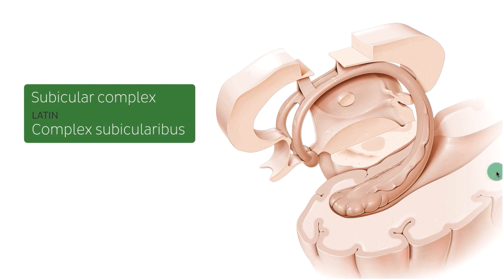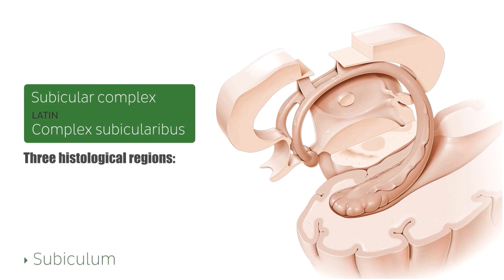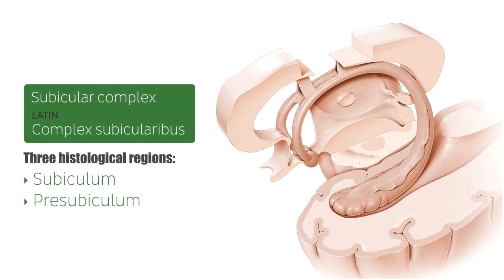The subicular complex is implicated in working memory, that is, short-term memory, and it contains pyramidal neurons which project into the entorhinal complex and other parts of the hippocampal formation. Like the hippocampus proper, the subicular complex can also be divided histologically into parts, and these parts are the subiculum, which is located adjacent to the histological hippocampal region CA1, the presubiculum, which contains a layer of granular cells, and the parasubiculum, which lies between the subiculum and the entorhinal cortex.